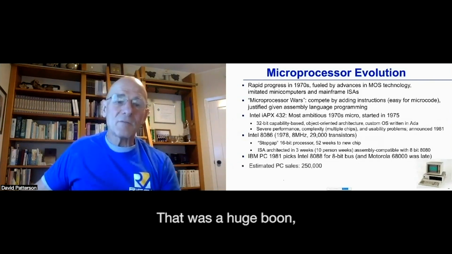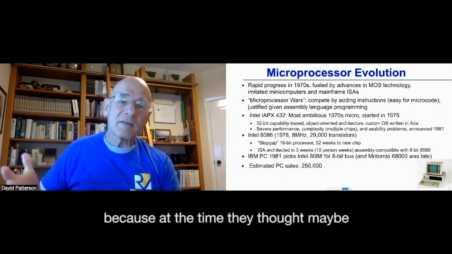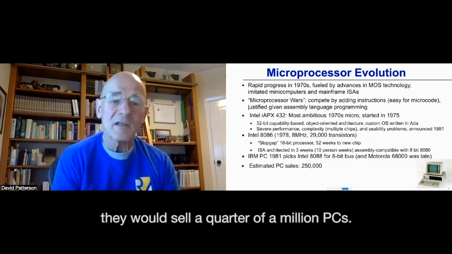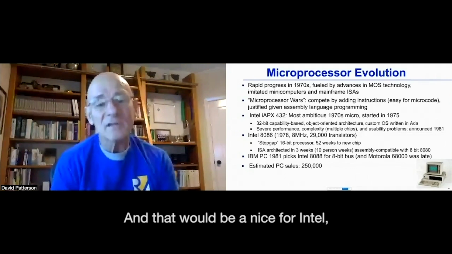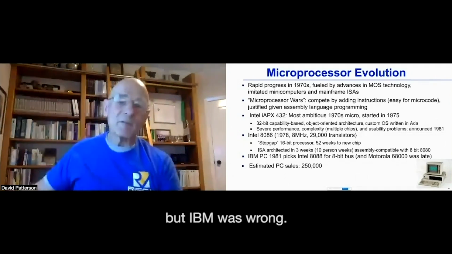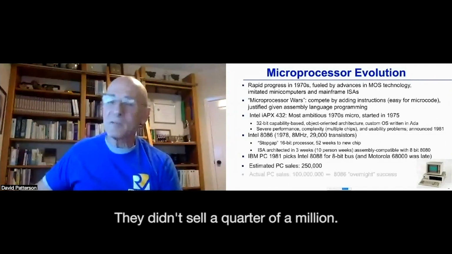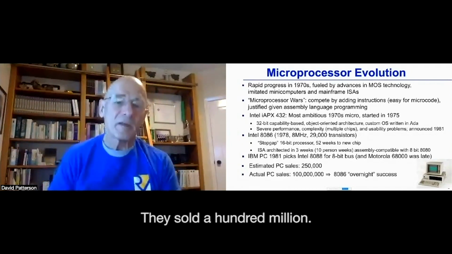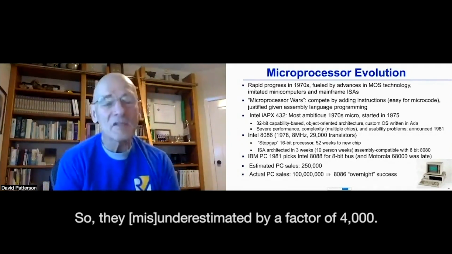That was a huge boon because at the time they thought maybe they would sell 250,000 PCs, and that would have been nice for Intel. That would have been successful, but IBM was wrong. They didn't sell 250,000. They sold 100 million. So they underestimated by a factor of 400.